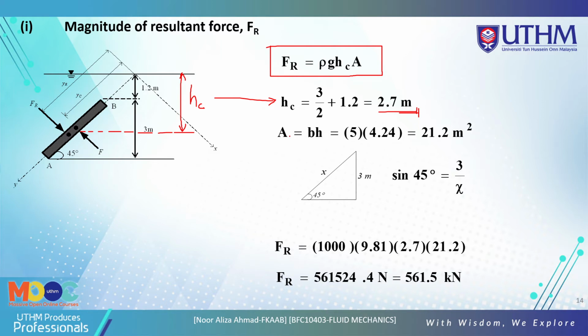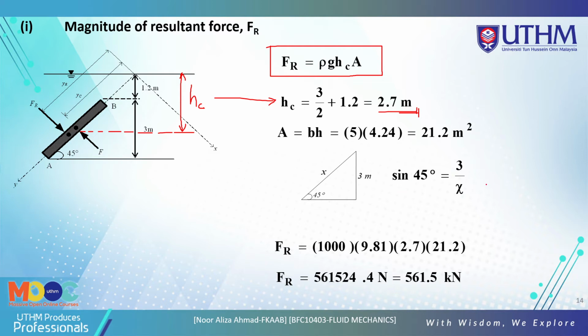Okay, so now we look at the area. Area of the rectangular: B times H. We know the B is given as 5 meter, and the H is 4.24. So how do you get the H here? H you get from here.